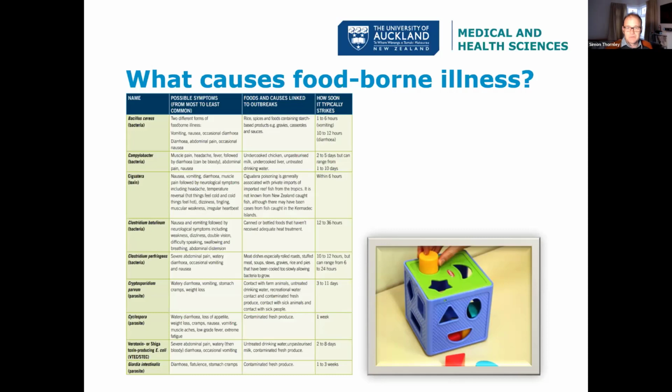Has anyone had food poisoning? No one had food poisoning? No one wants to own up to having food poisoning? Man, I've had it several times, particularly when I visit low-income countries and eat out. Boy, yeah, you guys are lucky. Nobody wants to own up to ever having food poisoning, and you guys are very lucky.